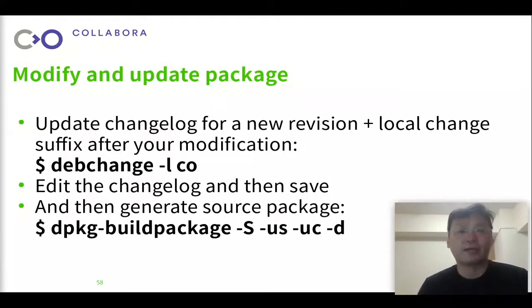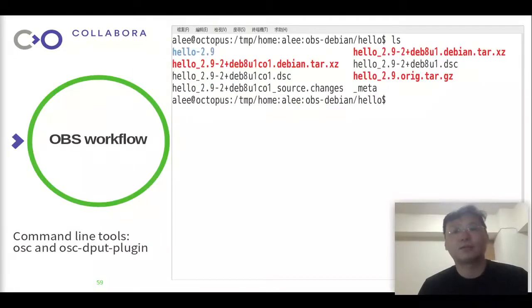After I edited the changelog entry and saved, I can just regenerate the source package without the build dependency check, because I'm going to upload the source package into OBS to build, so I do not need to install those build dependency packages on my local machine. Here we can see that the new source package with the co1 suffix got generated.